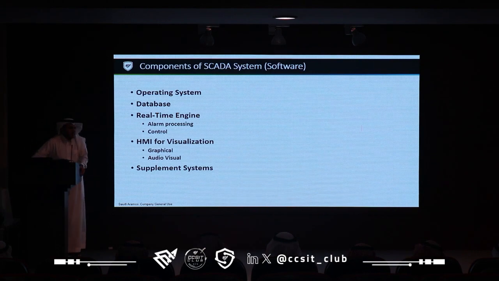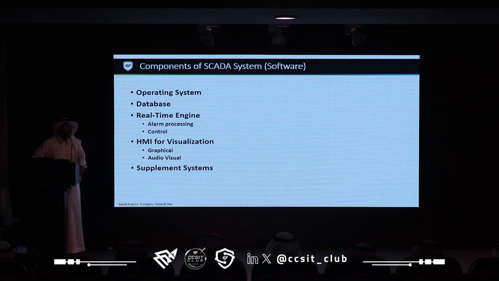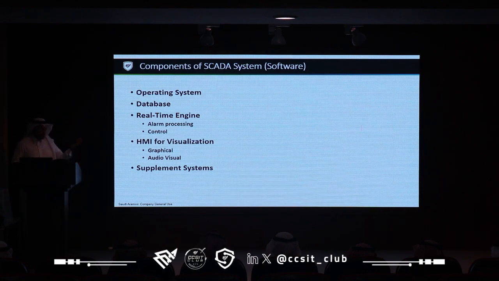What are the components of the SCADA system as software? We have many components, including what? The operating system. It's not a new operating system, it's Windows or Unix, but it's on top as the interface of the user. You will see the operating system, Windows, and it will host and be the platform for the SCADA software. On top of the operating system, you should install the SCADA software, the SCADA application. This SCADA application includes the database that will store the data received from the field.